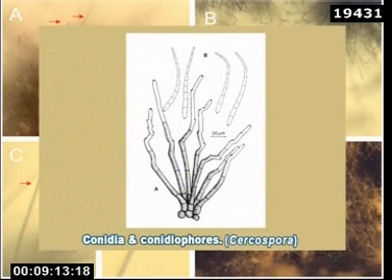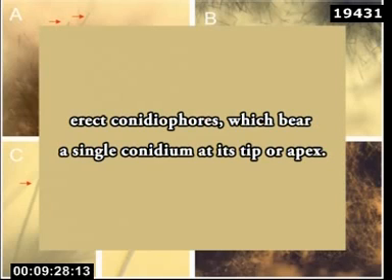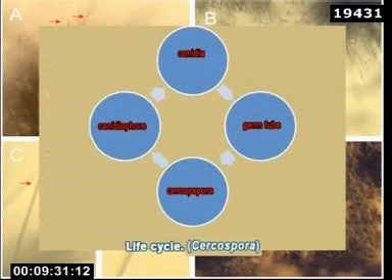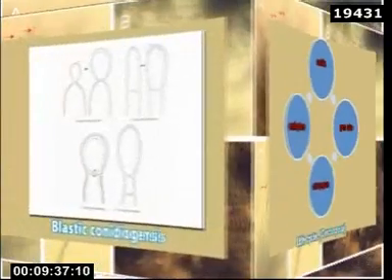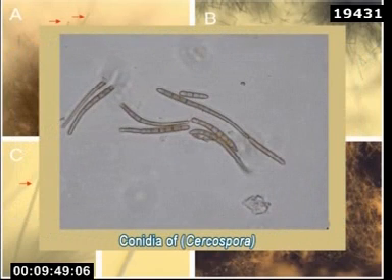Conidiophores may be formed singly or arise from hypha as lateral branchlets, or they are arranged in loose or dense fascicles. Thus, vegetative mycelium gives rise to erect conidiophores, which bear a single conidium at its tip or apex. Cercospora reproduces only asexually by conidia. In Cercosporoid fungi, conidiogenesis is blastic, determinate, and shows sympodial proliferation. Conidia may be single or they may be held in chains.